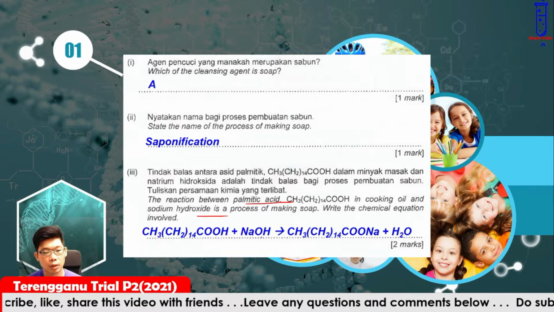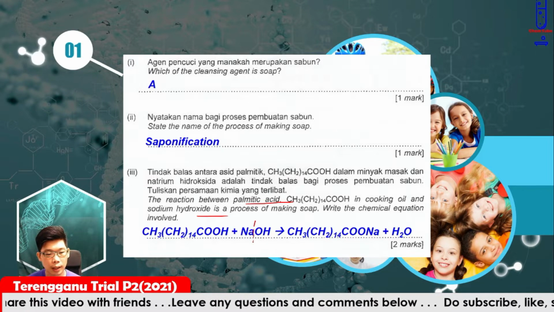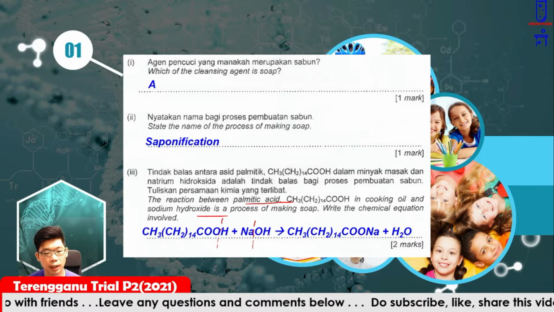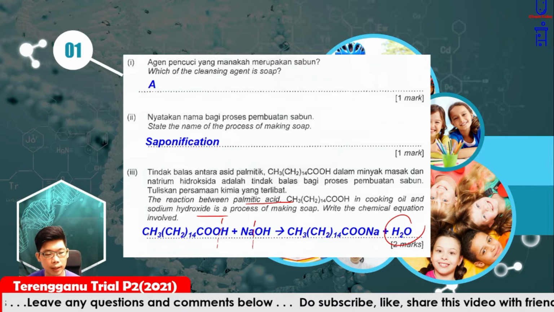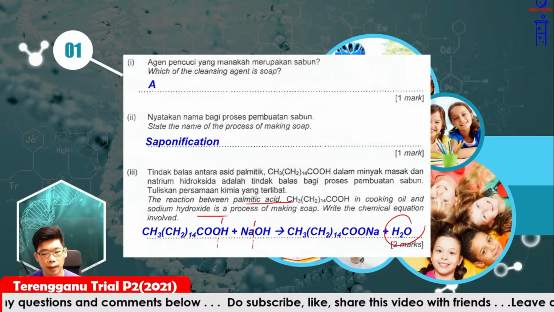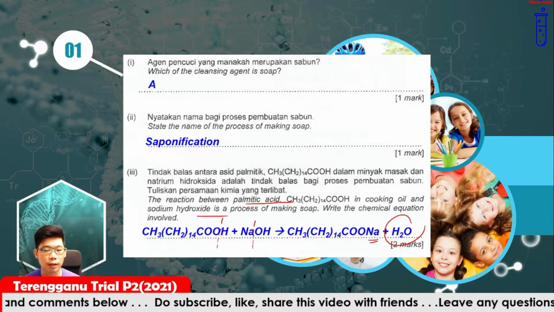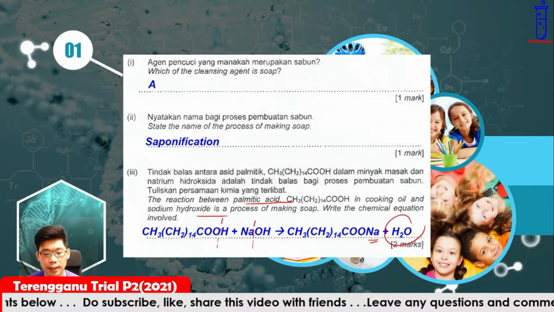palmitic acid with sodium hydroxide. So actually, you just need to take out the hydroxide and the hydrogen. Hydrogen and the hydroxide combine, it forms the water. Then the remaining CH3(CH2)14COO, then Na, because the charge for the sodium is positive 1. So this is a balanced chemical equation.